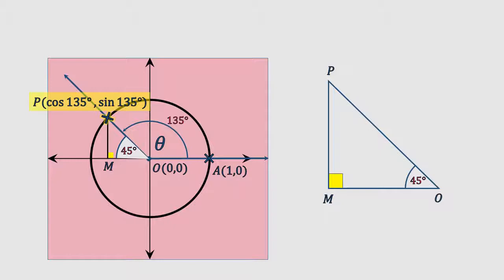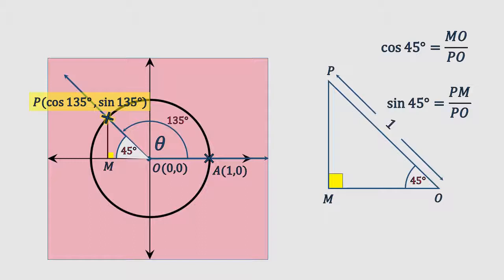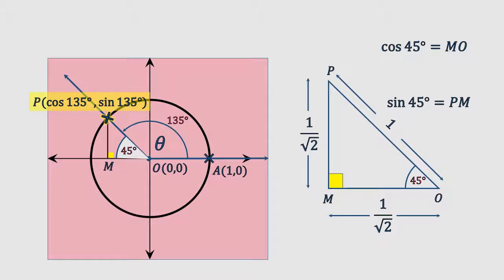In triangle PMO, cosine 45 degrees is MO by PO and sine 45 degrees is PM by PO. Since PO is the radius of the unit circle, PO equals 1 unit. Therefore, MO equals cosine 45 degrees and PM equals sine 45 degrees. Furthermore, since we know the values of cosine and sine 45 degrees, MO equals 1 by square root of 2 units and PM also equals 1 by square root of 2 units.